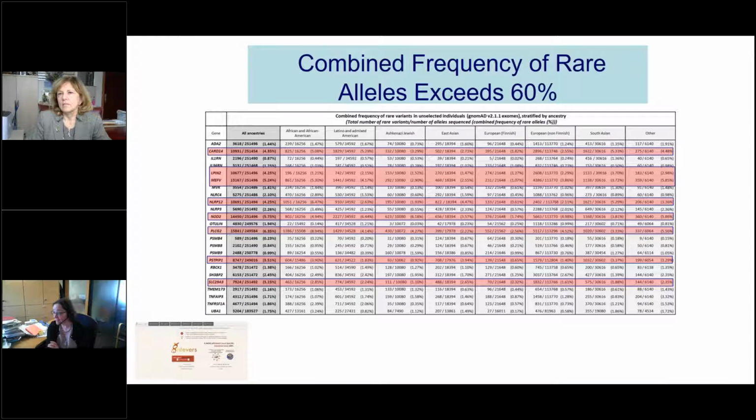That said, genetic testing is not as easy as all that. This is work from one of my PhD students looking at the combined frequency of rare alleles across a panel, which we've now slightly updated, but this is our routine panel that we perform, looking for what we routinely look for in clinic for autoinflammatory diseases. And this makes the point that the combined frequency of rare variants exceeds 60% in healthy control individuals. So if you just do this panel and look for rare variants, 6 out of 10 individuals will have a rare variant. So you cannot rely on genetic diagnosis alone.